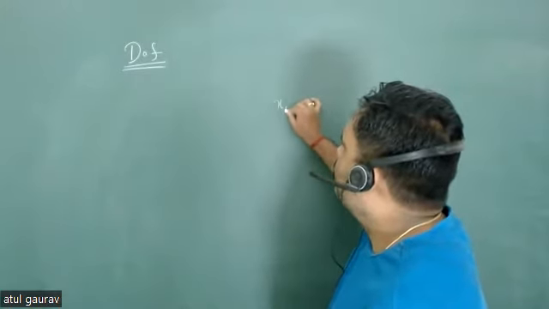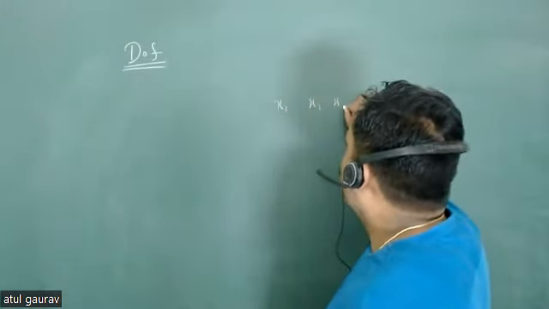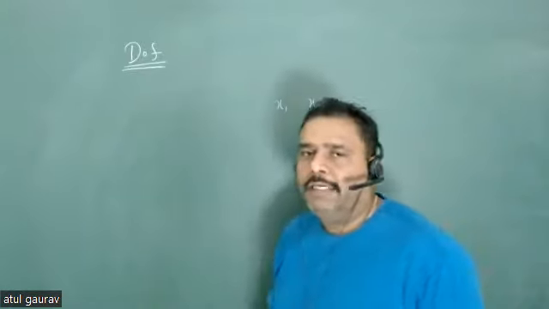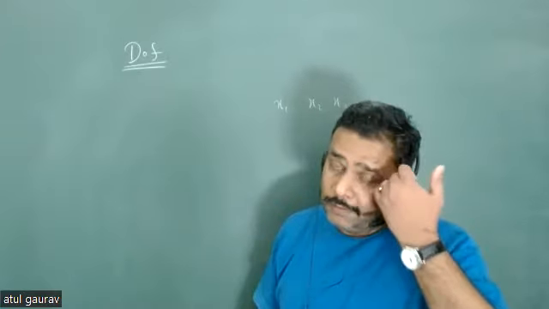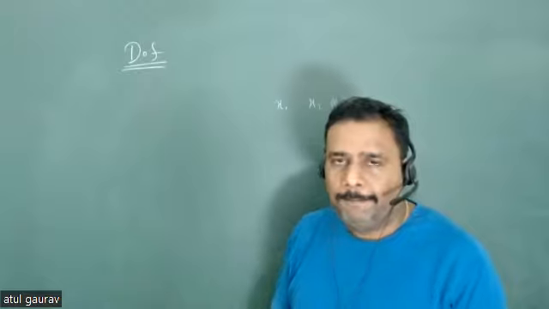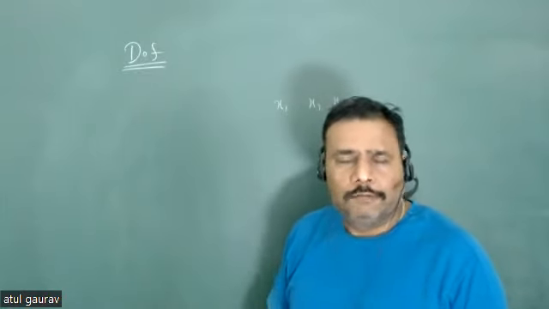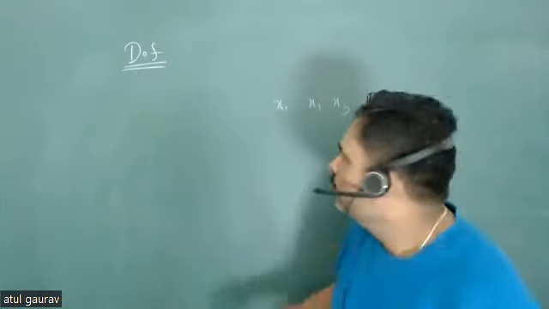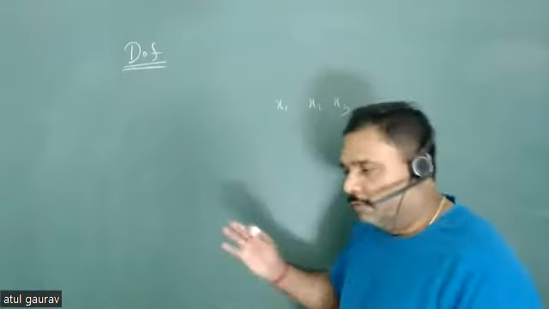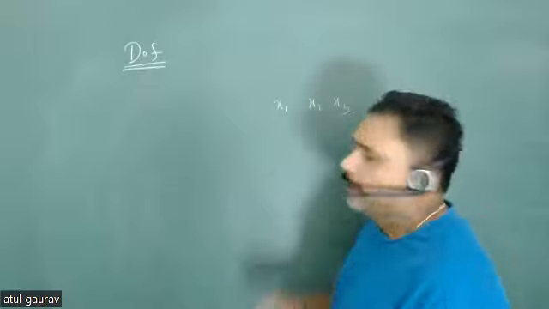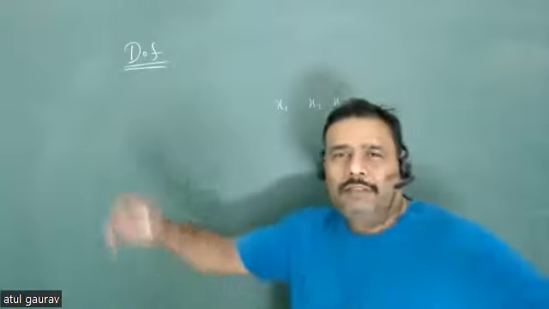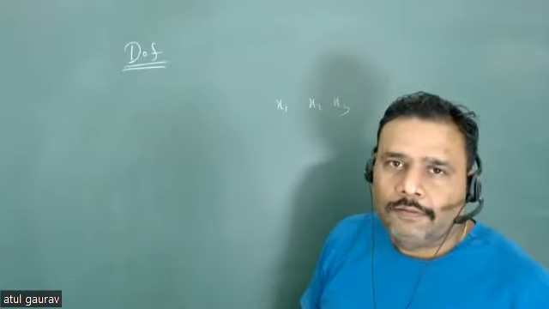Suppose I have 3 numbers x1, x2, x3, and there is no relationship between x1, x2, x3. Then can we choose all these 3 independently? Yes, you can choose all these 3 independently. You can put x1 whatever number you want, x2 whatever number you want, x3 whatever number you want. You can put 1, -1, 10,000, isn't it?